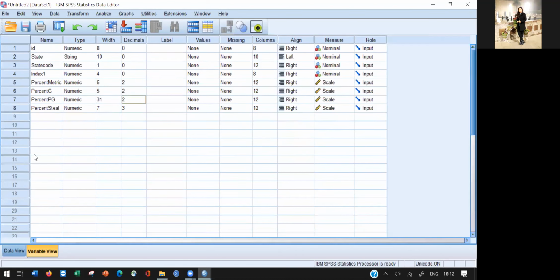Also, when I have to see if the variable is a nominal or a scale variable, SPSS automatically chooses that as per the nature of my variable. But if sometimes you think that this variable should not be a nominal variable, this should be a scale variable, you can always change it.